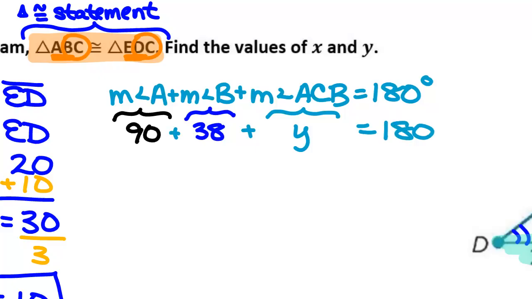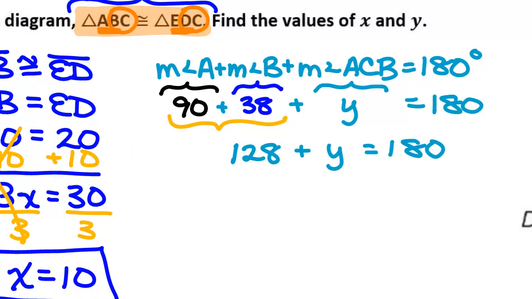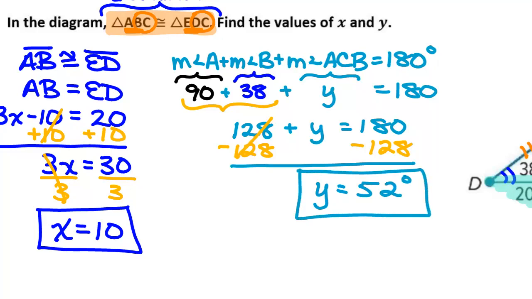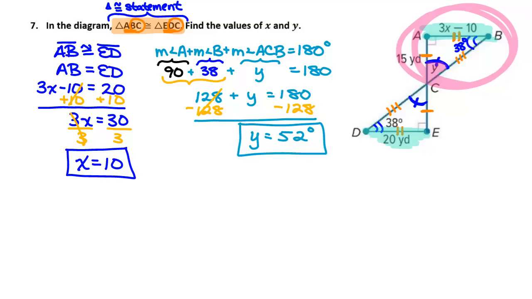So then we combine our like terms together. What do I get when I combine 90 and 38 together? 128 plus Y equals 180. And then I subtract 128 from both sides. And what do we get for Y? 52. So Y is 52 degrees. Nicely done. Very nicely done.